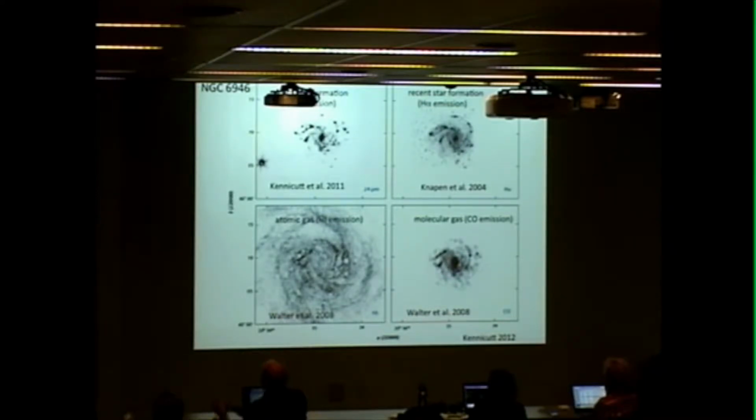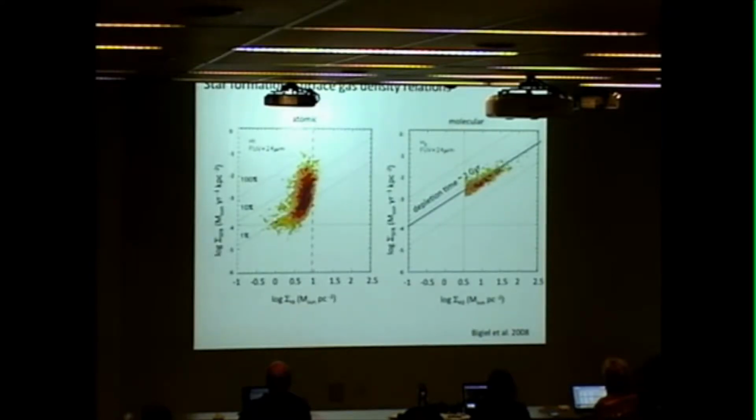If you look at traces for recent star formation, here is dust emission, here is H alpha, and you see that this seems to correlate way better with the molecular gas traced here by CO emission than the atomic gas. Hence the claim that you need to reach at least high densities for the threshold in order to get realistic star formation in galaxies.